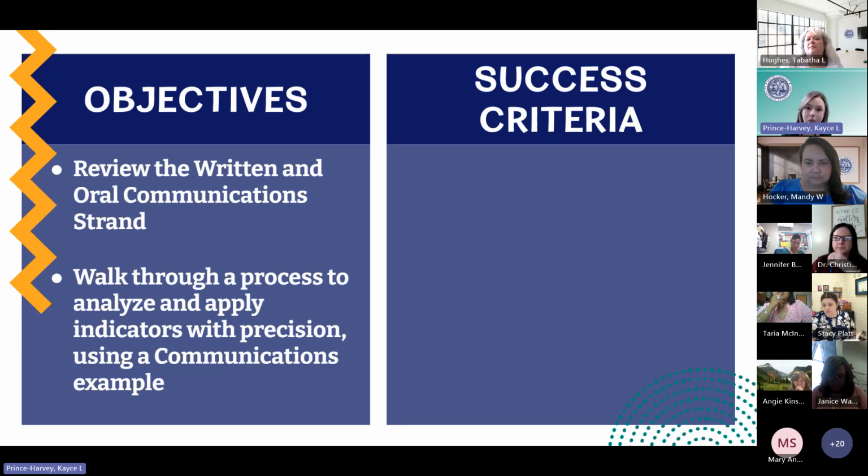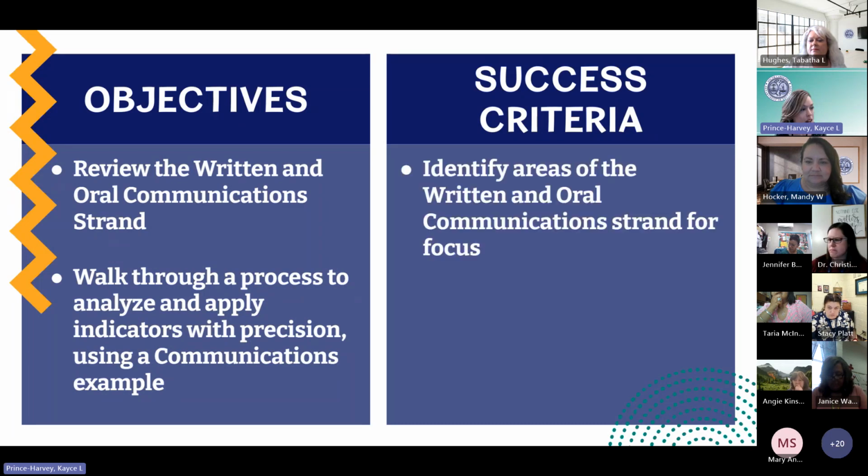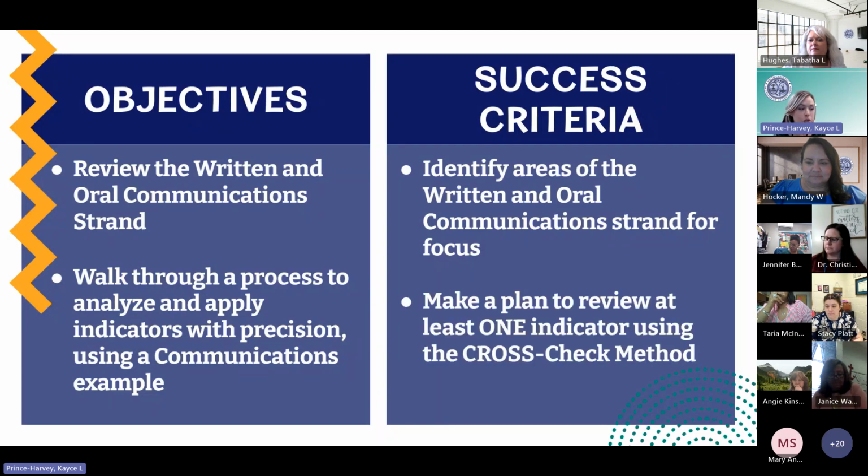We're going to be using that communications example. So that's going to be through the cross-check method. Our success criteria to ensure we've met those objectives will be to identify areas of the written and oral communication strand for focus, and then also to make a plan to review at least one indicator using the cross-check method. And we'll return to the objectives and success criteria at the end to make sure that we have done what we said that we are going to do.